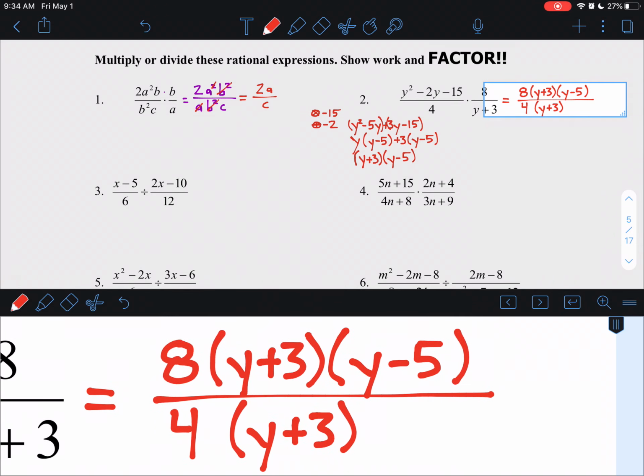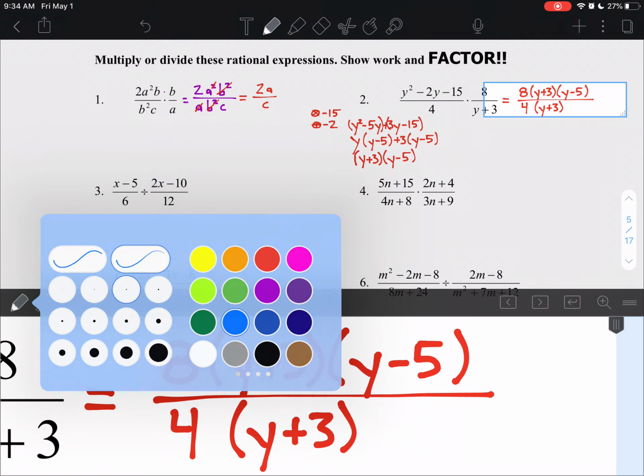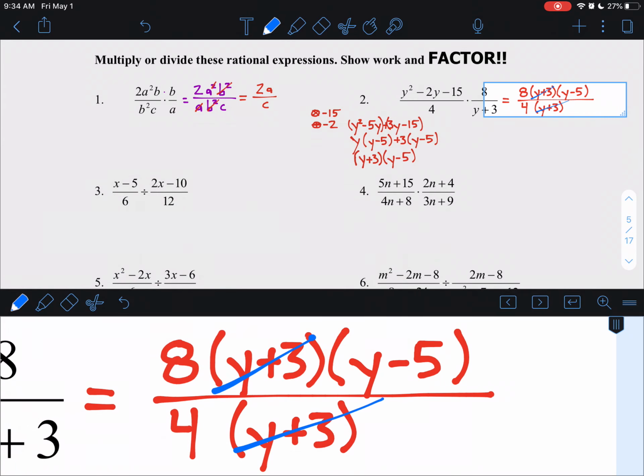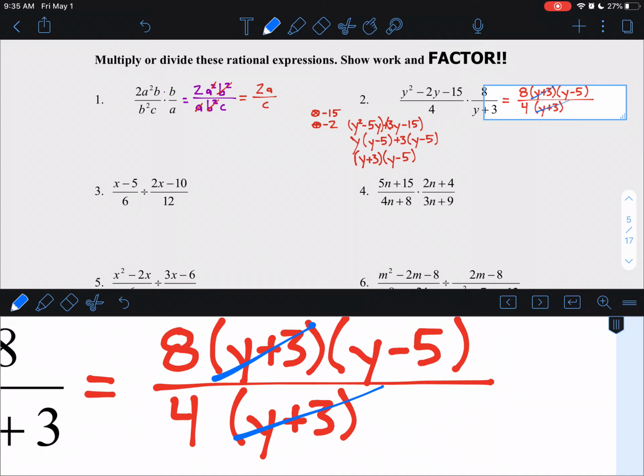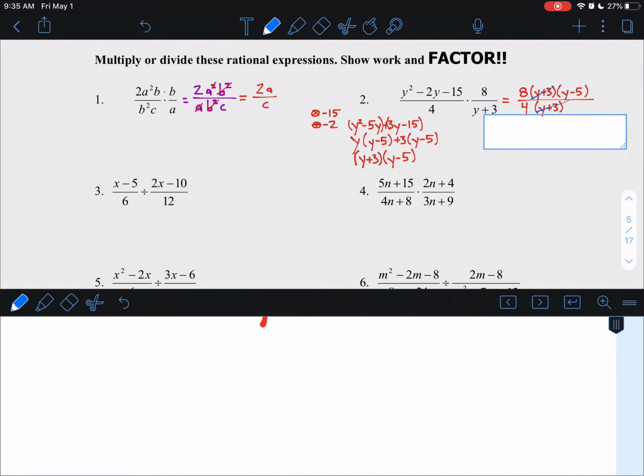And now I'm going to see what cancels out. I have y plus 3 in both the numerator and denominator. Those are going to cancel out. And then I can't get rid of that y minus 5, but I do have an 8 over 4. And 8 over 4 is 2. Which means I'm left with 2 over 1, or just 2 times y minus 5.